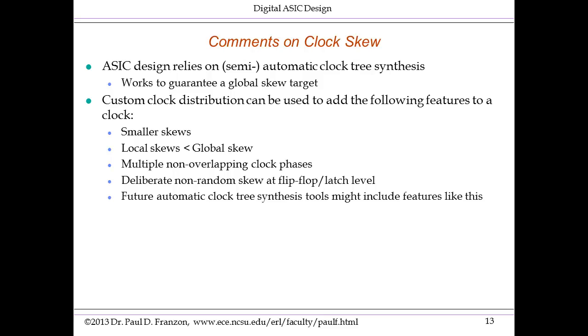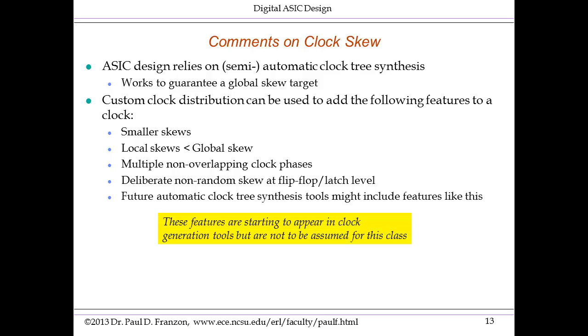And that's what happens in automatic when you use clock tree synthesis tools. Now, at higher clock speeds and in more sophisticated designs, you can actually create more customized clock distribution. And you can add features such as having different skews, for example, having local clock skews different than global clock skew, even putting in a systematic skew. These features are starting to creep into automatic synthesis tools. However, we're not going to use such features in this class. We're going to stick to what is the most widely used approach, and that is one global clock skew target.